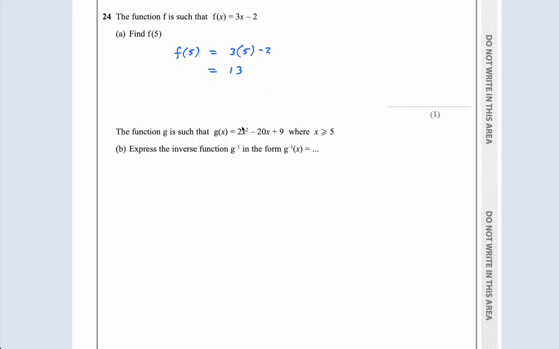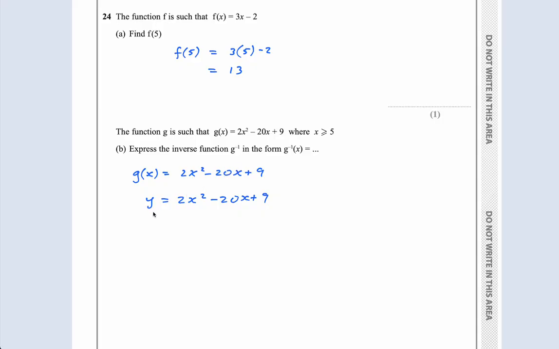The last one is tricky because you have to complete the square for this question because we want to get the inverse of g. Okay, so g of x is 2x squared minus 20x plus 9. So we're going to let y equals 2x squared minus 20x plus 9.